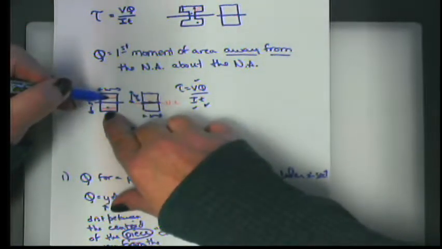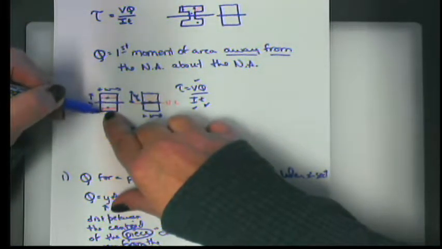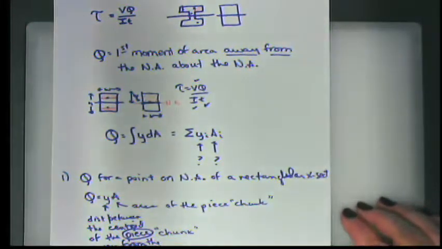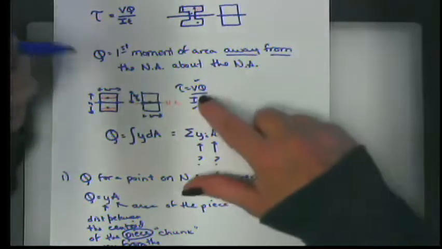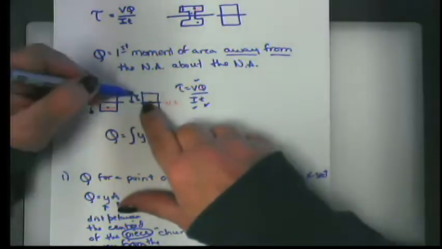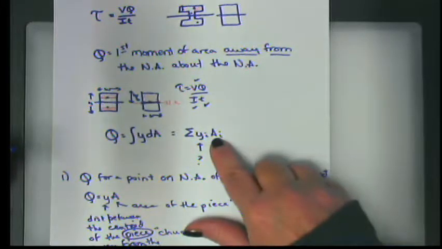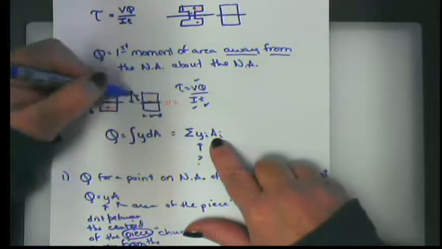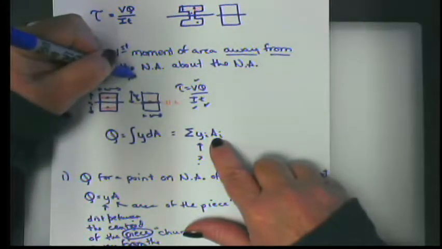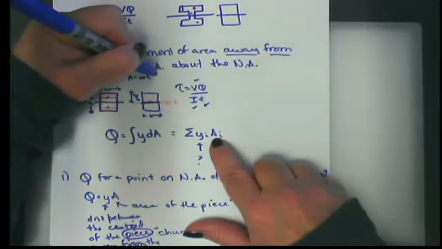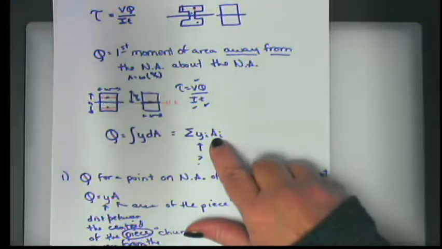Because that would include the neutral axis, and you just want to go away from the neutral axis, okay? Not toward the neutral axis. So anyway, we know that this chunk is going to be h over 2. That means if I look at the area, my area in this case is going to be the width, w, times the height of the chunk, which is h over 2, right?